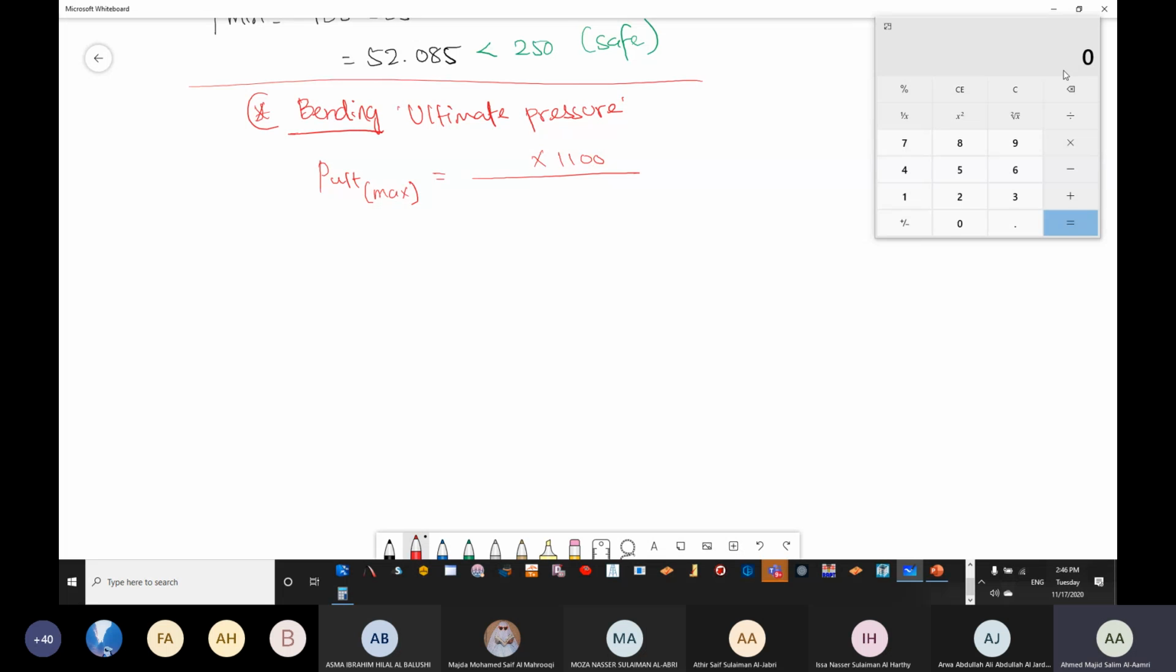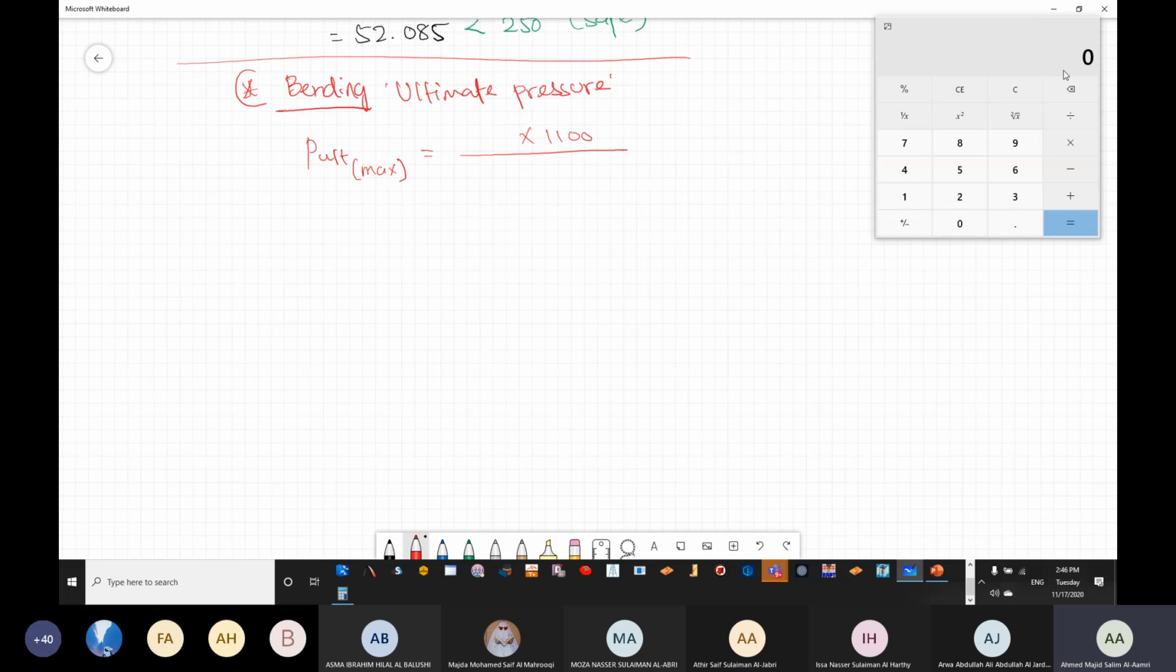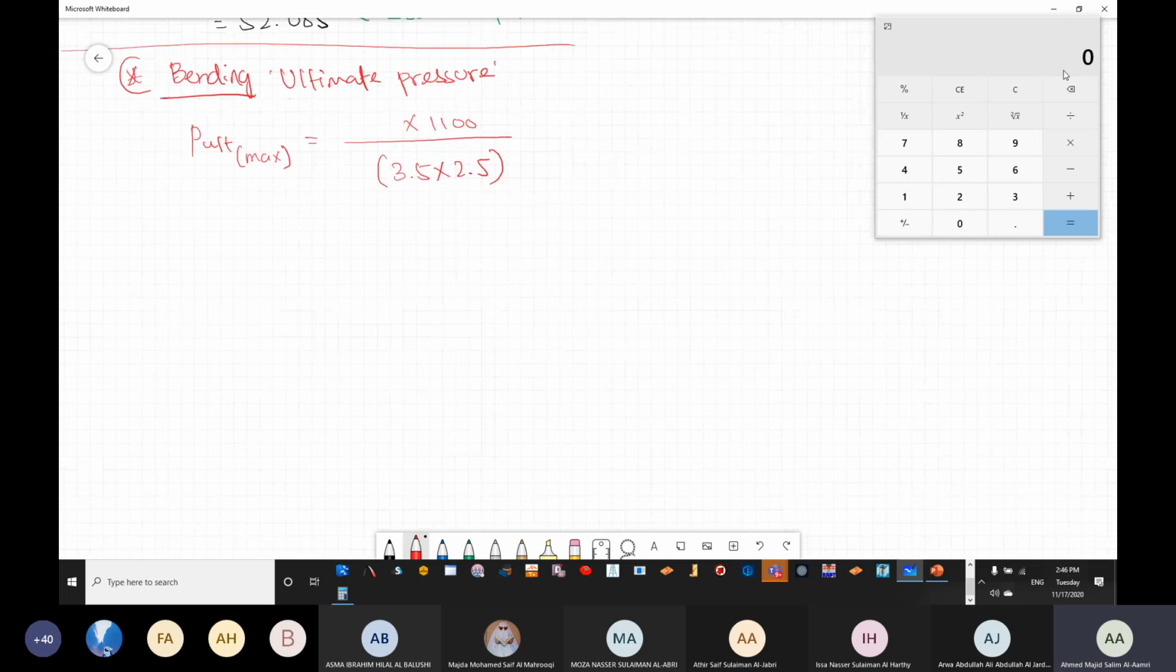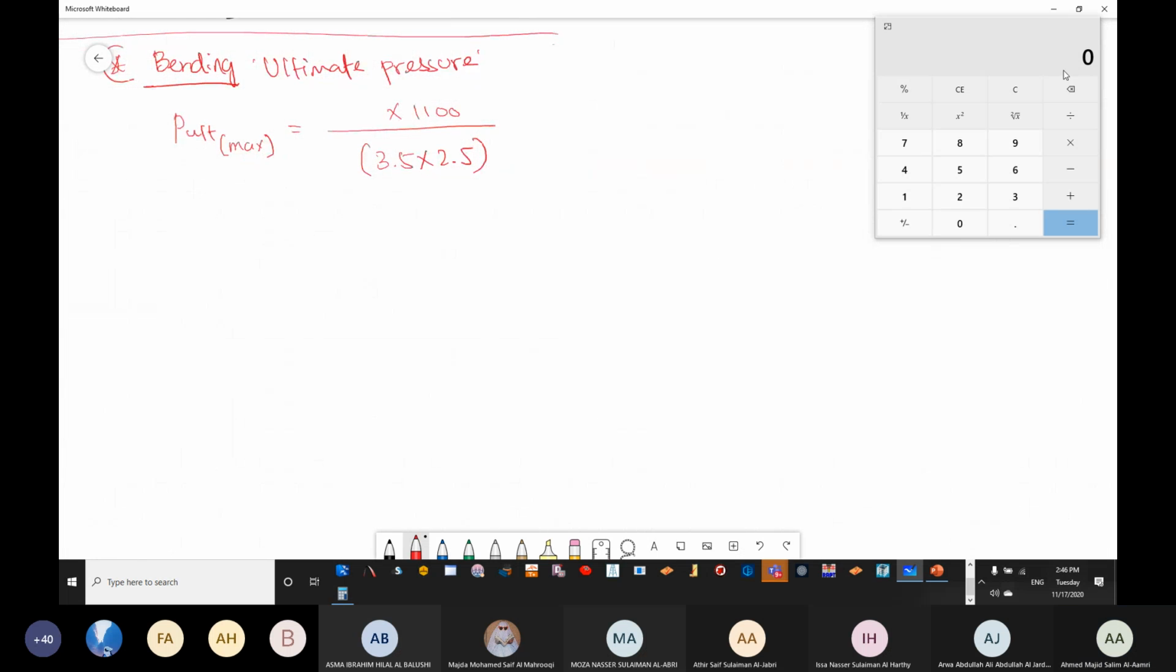So now we have force divided by the area, which is 3.5 into 2.5. Now we need to multiply the force by a factor of safety, right?